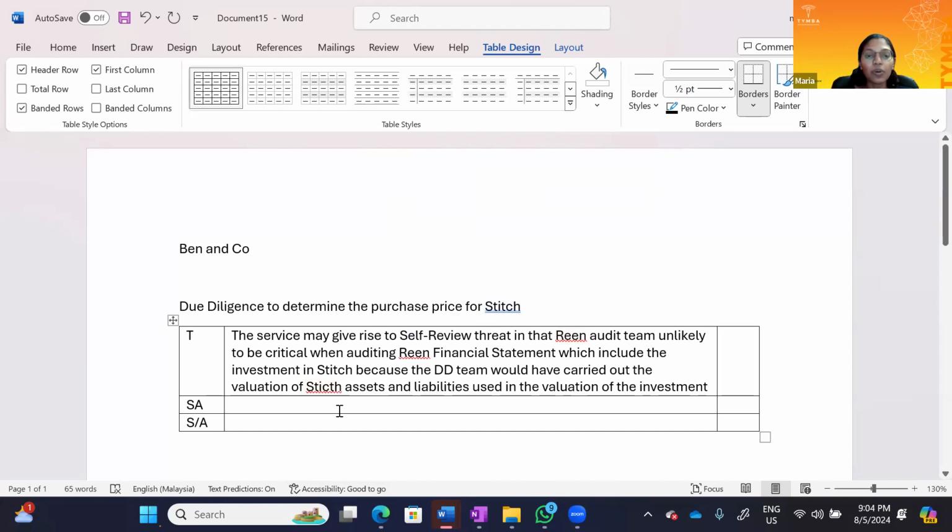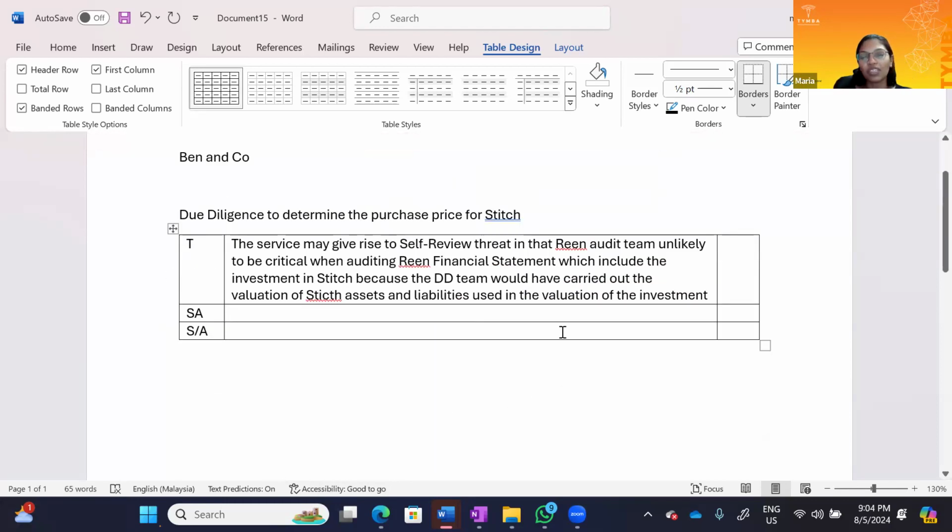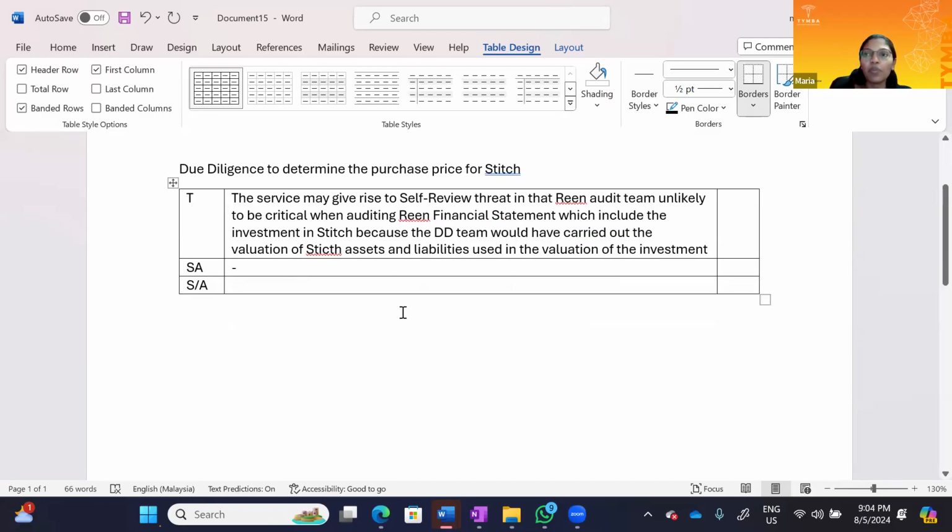Okay, so next one, what is the severity of the threat? As of this point, we can't see how big the investment is, how severe, how big the service is. So I have nothing to say on severity. Most of the time they will mention some figures and how significant the matter is. In this case, there is no indication of that. So I'm not going to talk about severity or anything to do with the ACCA code. I want to go straight to my safeguards.